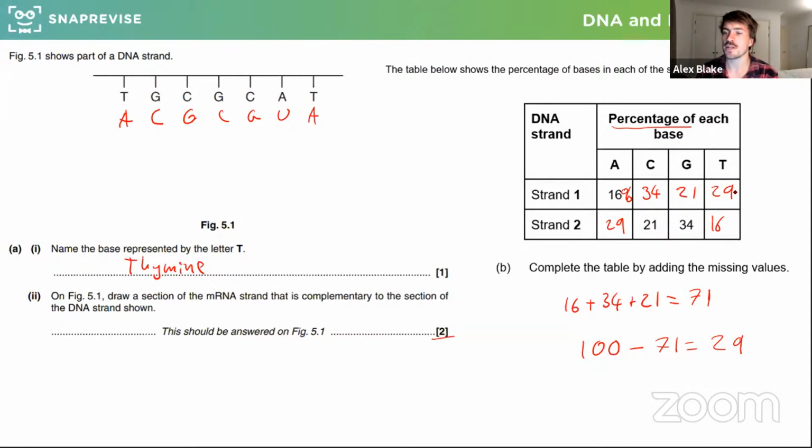Why are the percentages on the opposite strands the same? Because of complementary base pairing. So when DNA forms, the bases will only bond to specific ones. These two will only bond, and these two will only bond. So every time you've got an A on one strand, you will have a T on the other strand. That's why they're always exactly the same.